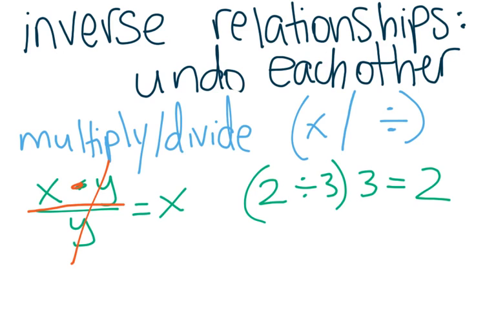The same thing goes for this example. 2 divided by 3 would give you 2/3, and then if you multiplied 2/3 by 3, the 3's would cancel out, and you would still end up with 2. So multiplying and dividing things by the same amount undoes the effect, and so multiplication and division are inverse relationships.